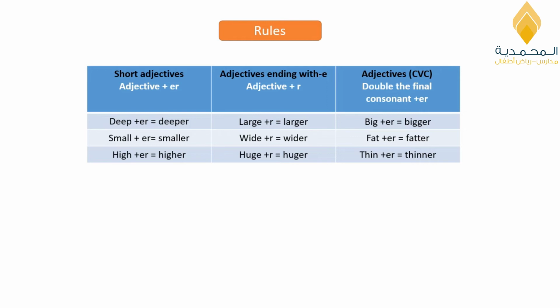Huge, huger. Now for adjectives that end with CVC, consonant, vowel, consonant, we double the final consonant, then we add er. Like the adjective big, you can notice that B is a consonant, I is a vowel, and G is a consonant. So we're going to double the G, then we add er. Big with er, bigger. Fat with er, fatter. Thin with er, thinner.